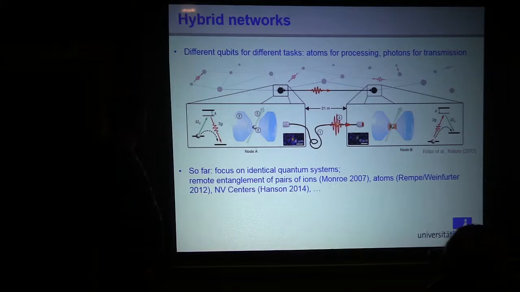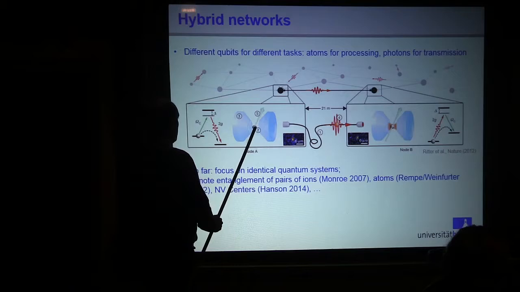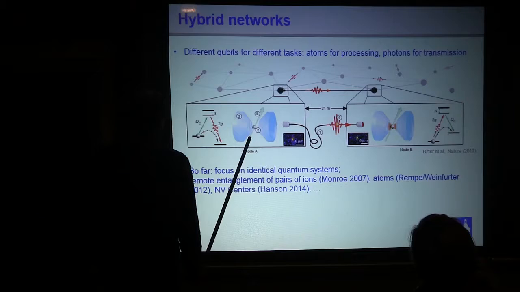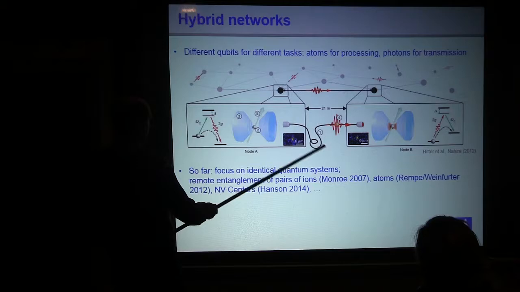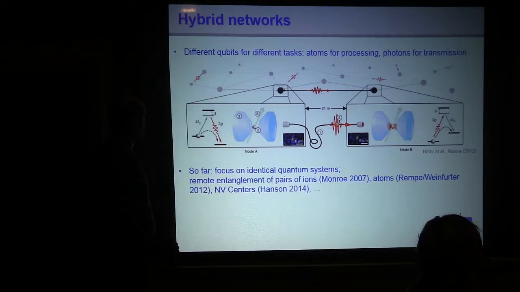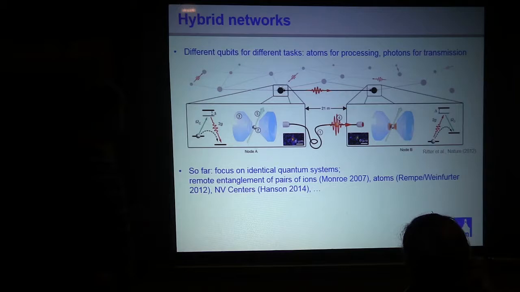So there were experiments with pairs of ions without the cavity, so just ions in free space, and these two ions were entangled by the coincidence detection of the photons emitted from these ions. There were experiments also with atoms in free space at the same time as this work by Remke in the group of Harald Weinfurter. And more recently, there were also experiments with NV centers in the Netherlands, also without the cavity, with free space emission from the centers. And basically, this goes all into the direction of building small networks of quantum emitters which can be coupled together.